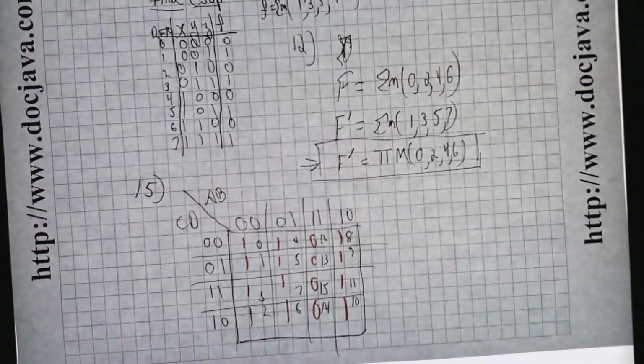How's that for a K-map? Given the following K-map, find the minimum sum of products.